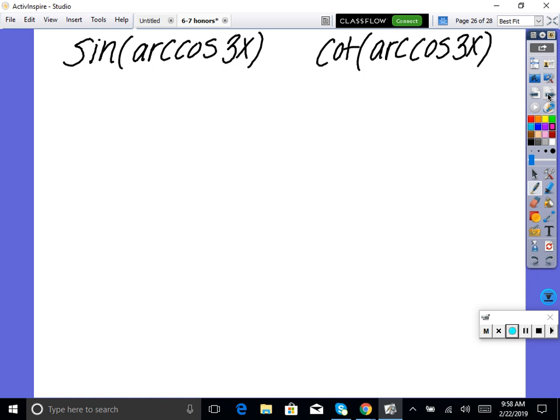So this says we have a sine of an arc cosine of 3x. So you'd say I have an angle that has a cosine of 3x. Well, that's obviously not on the unit circle, so this must be a right triangle. So we would call this 3x over 1. So now you'd say I have a right triangle, and then I put in an angle. I have an angle that has a cosine of 3x over 1. Cosine is adjacent over hypotenuse. So my adjacent is 3x, my hypotenuse is 1.